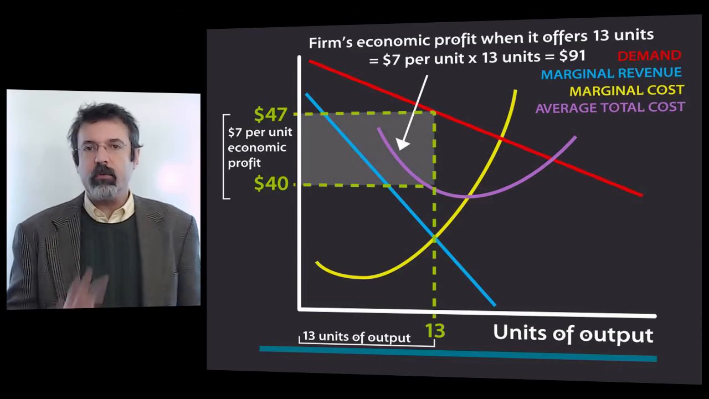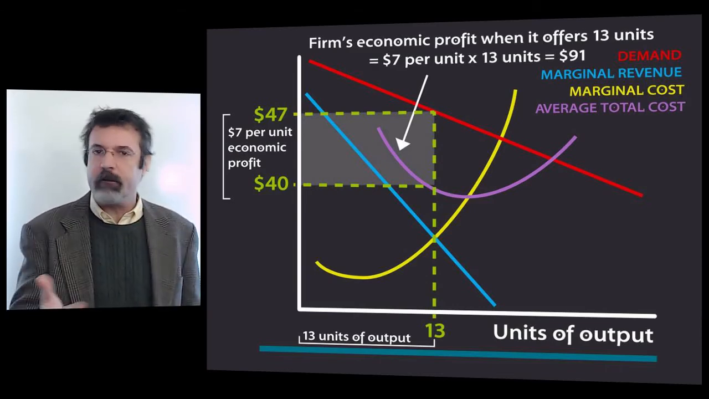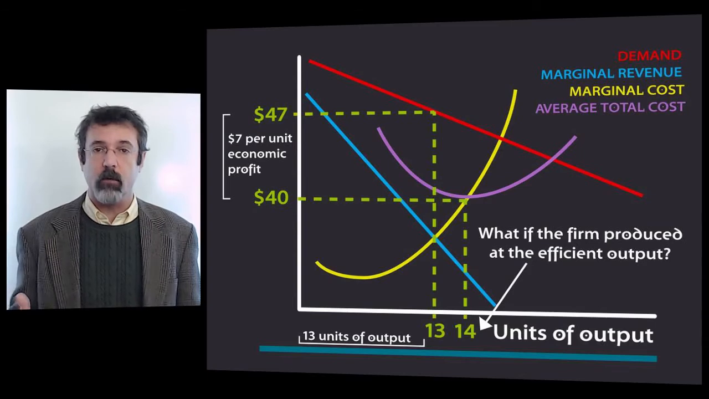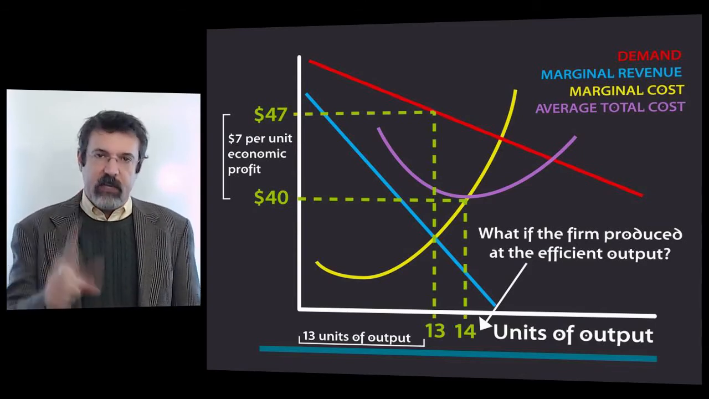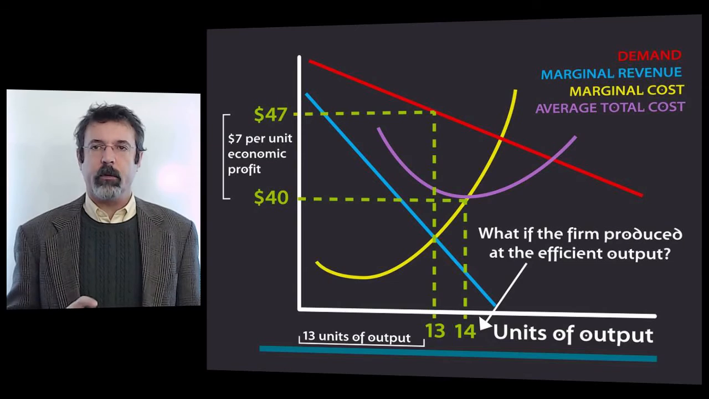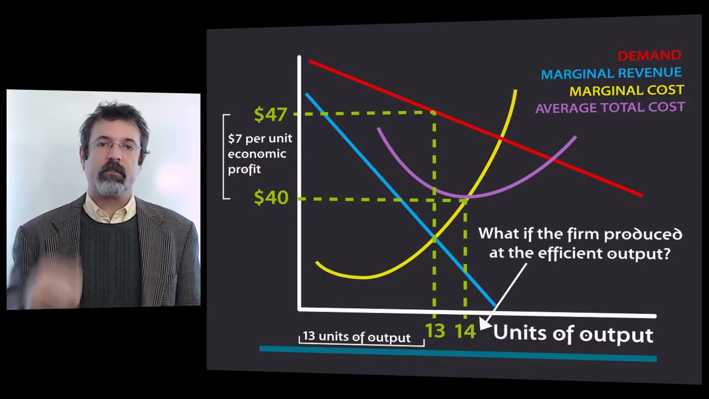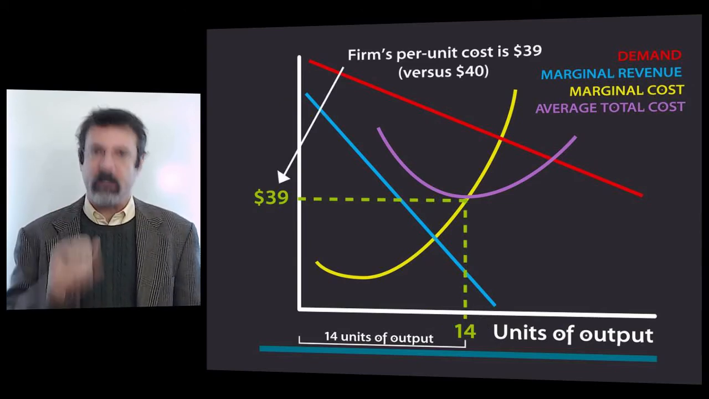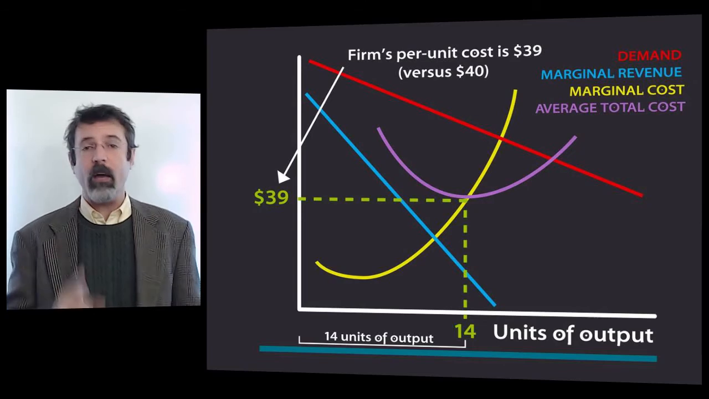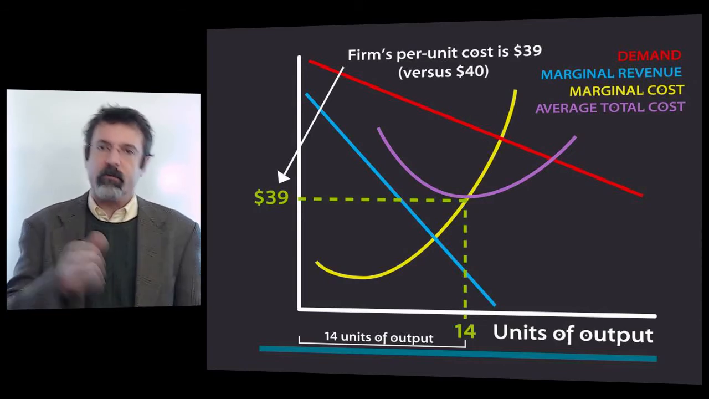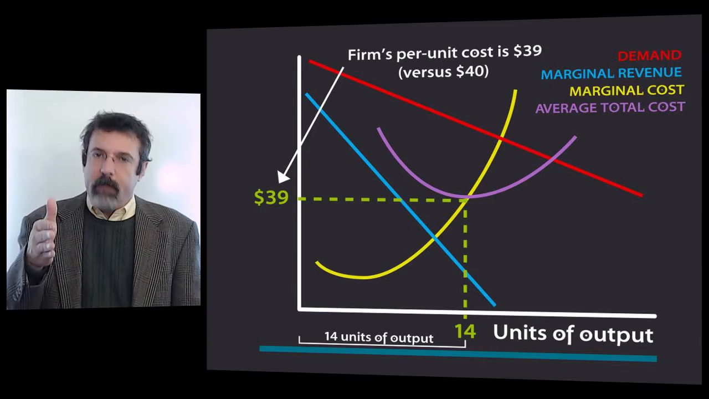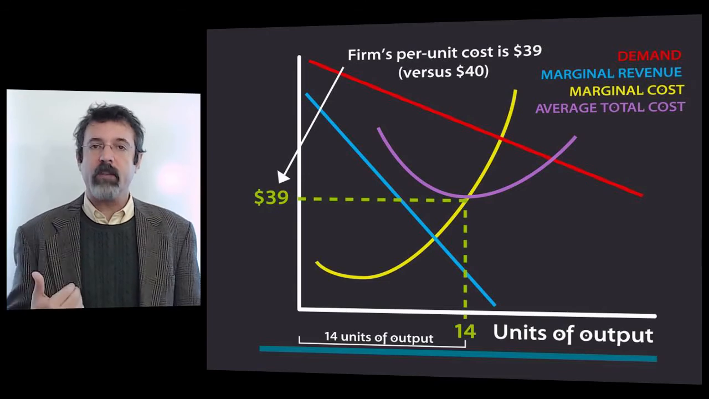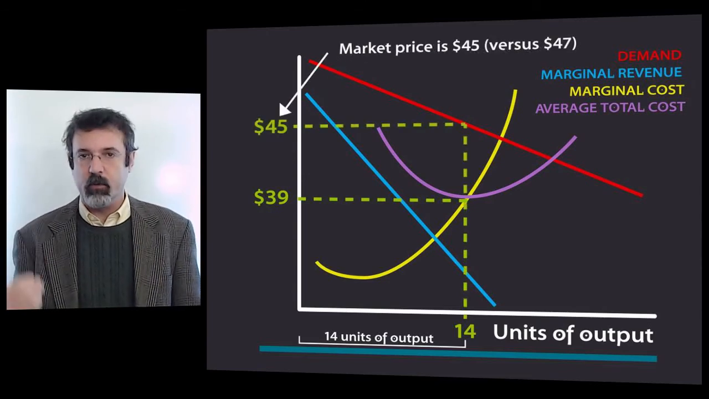Now, it might occur to you to ask, well, wouldn't the monopoly be better off if it produced 14 units? Because when it produces 14 units, its average total cost is lower. So let's think about this. If the monopoly produces 14 units of output, its average total cost drops from $40 a unit to $39 a unit. So clearly, from a cost perspective, the monopoly is better off. However, when the monopoly increases its output from 13 to 14 units, it creates a surplus of the product, and the surplus causes the market price to fall. The market price falls from $47 down to $45.